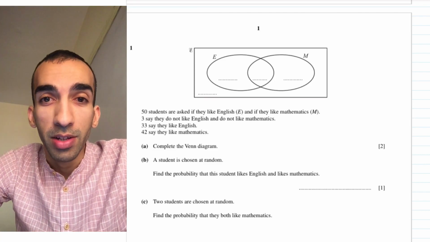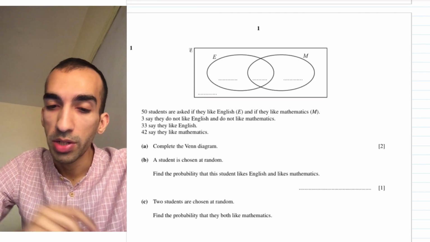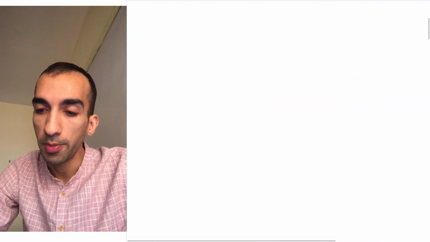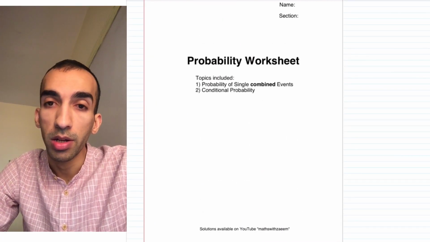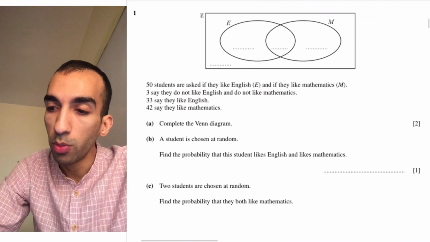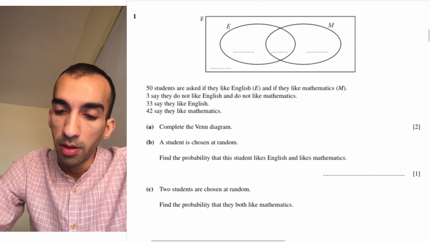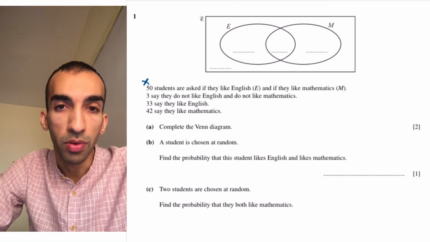This is an IGCSE worksheet for probability, worksheet number 2. I've already uploaded number 1. It basically has probability of simple combined events and conditional probability. Complete the Venn diagram. This piece of information is not useful for now.